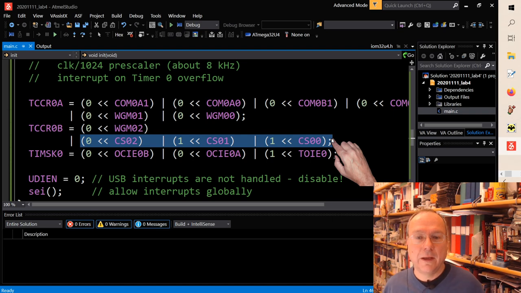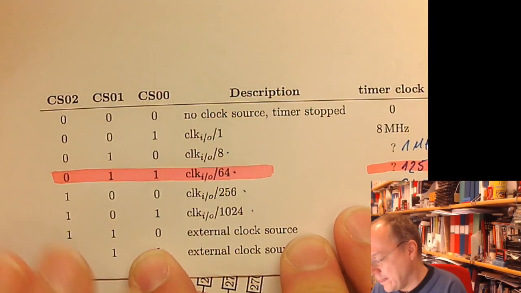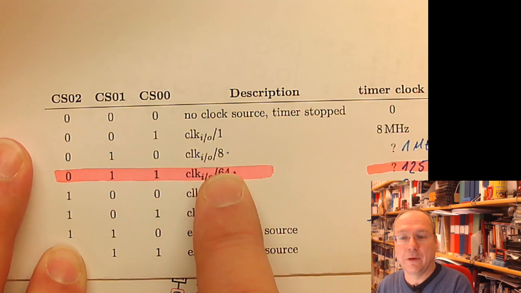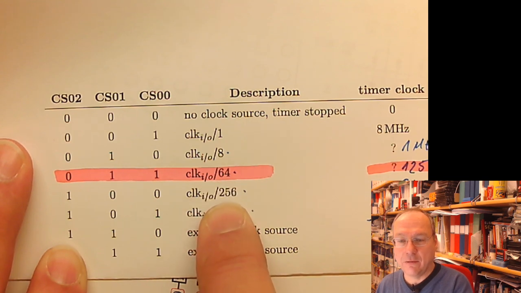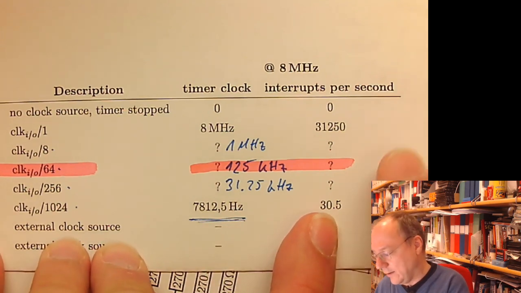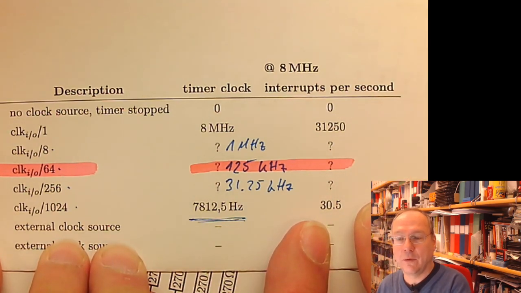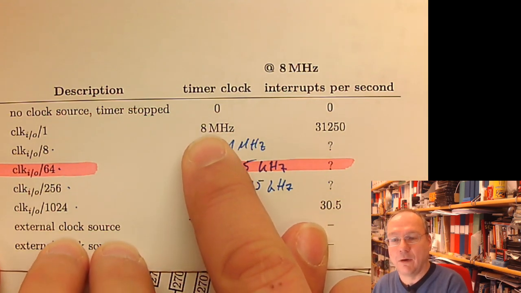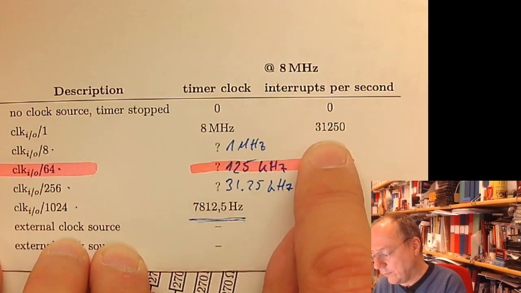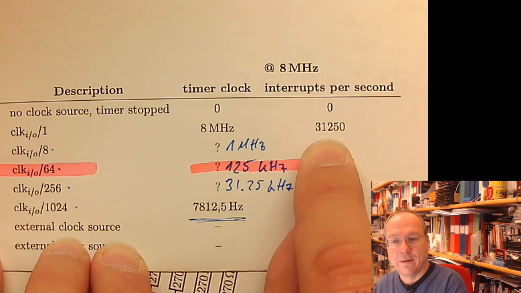So if I swap over here again, we have the possibility to run the timer at the full clock speed of our CPU, at 1/8, right now we are running at 1/64, and we can also divide it by 256 or by 1024. What we didn't look at or calculate in detail is how many interrupts per second this corresponds to. If we run the timer at 8 megahertz, it will run from 0 to 255 at a speed of 8 megahertz. So it will take 8 megahertz divided by 256 cycles before we get an interrupt.